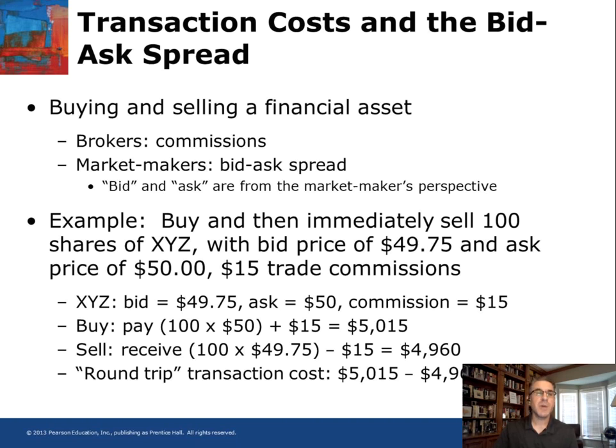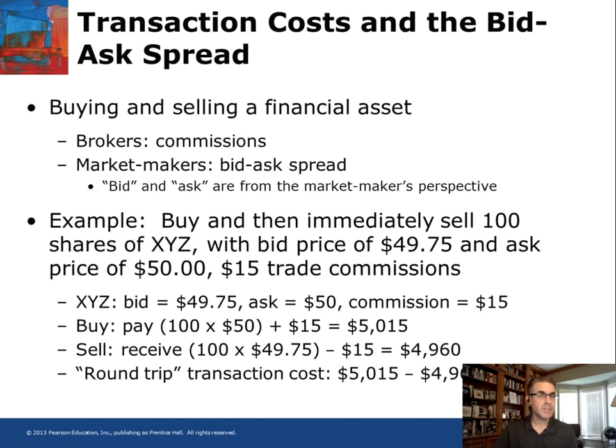The first transaction involves buying 100 shares of stock at the ask price of $50. This costs you $5,000. You also have a $15 commission to pay the broker, so your total cost is really $5,015. So if you immediately sell those shares back to the market, you will sell at the bid price of $49.75 and receive $4,975 in proceeds. But don't forget that you have another commission to pay. So your net proceeds are really $4,975 minus $15, which is $4,960.